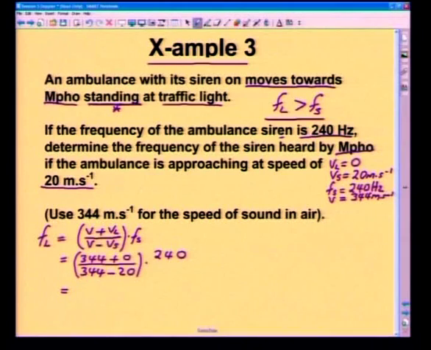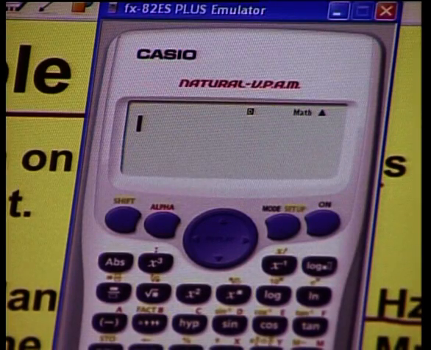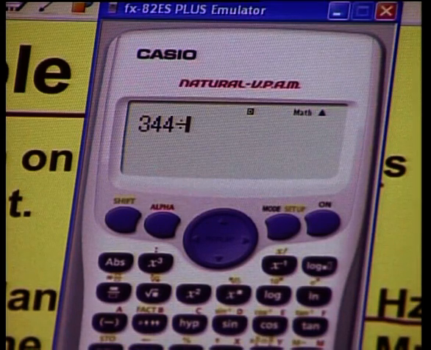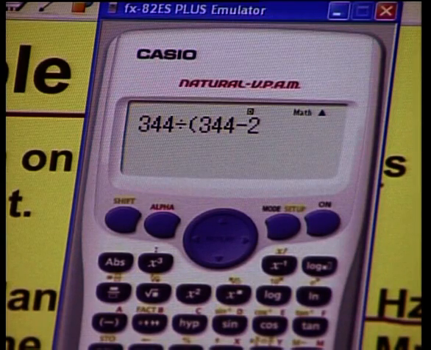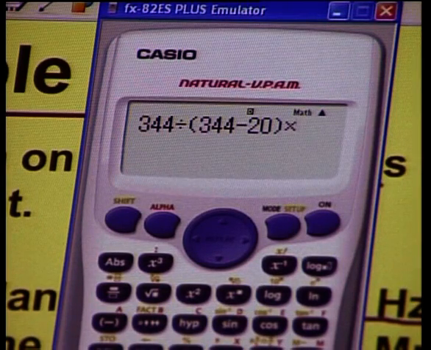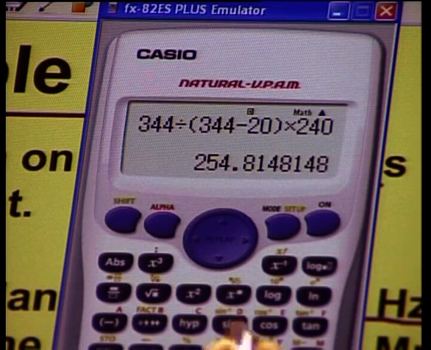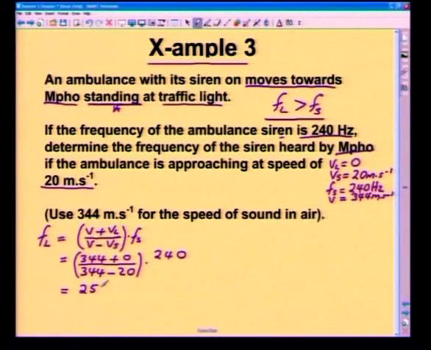Now we can quickly use our calculator again to find the solution. That will be 344 plus 0, it will remain 344, so we divide by, in brackets, 344 minus 20, close brackets, and everything in here should be multiplying 240. And let's see what the answer is. And definitely the answer is greater than the actual frequency of the source at 254.81 hertz. So that is the frequency as observed by Mpo.